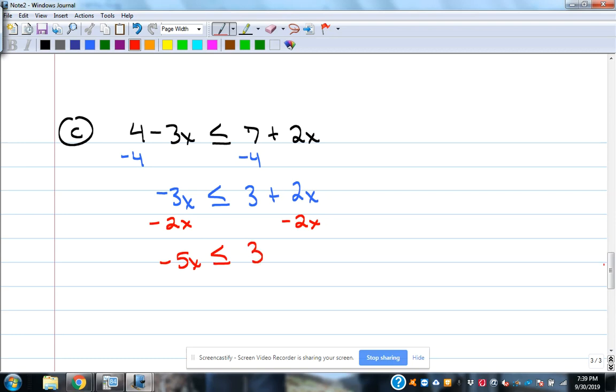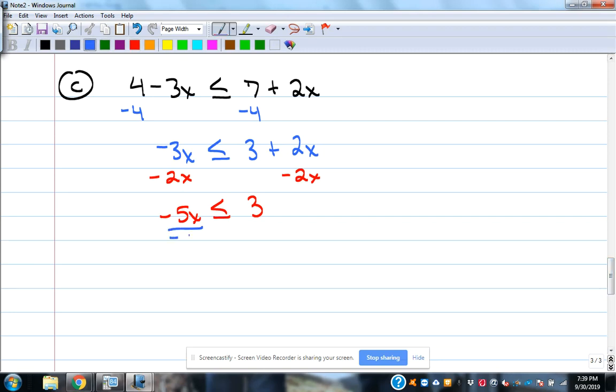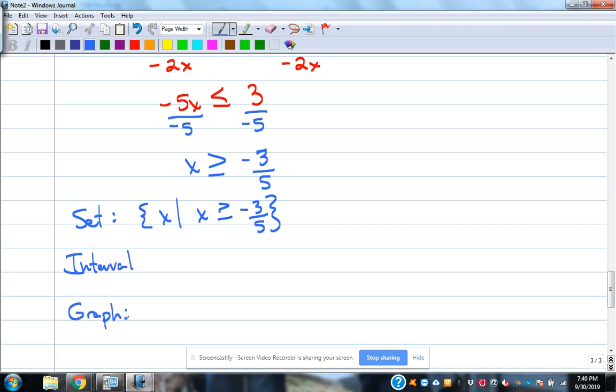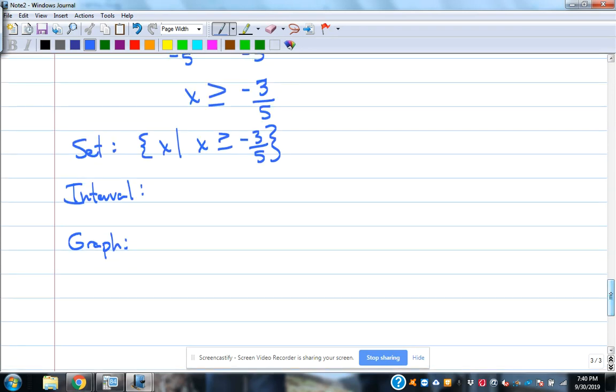And now one more step gets x by itself. Divide by the negative 5. Uh-oh. What does that do? Flips the symbol, and that makes that a fraction, negative 3/5, which for set notation doesn't really affect anything. Curly brace. There we go. x bar, x is greater than or equal to negative 3/5. All right, so we're going to get the graph and the interval.